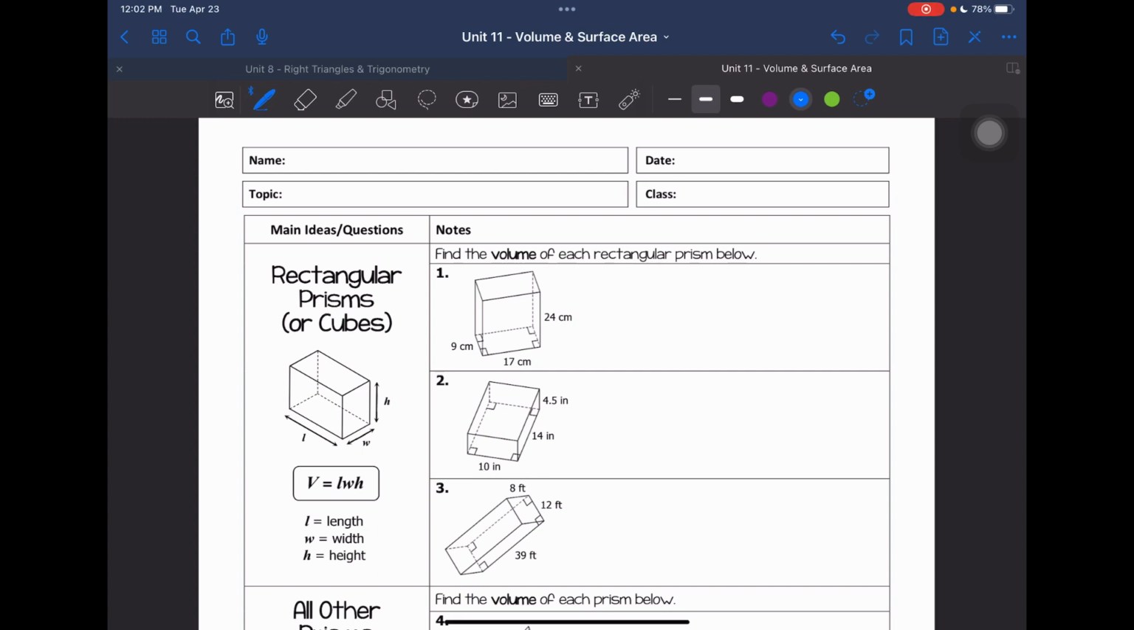If you have a rectangular prism, you'll be able to identify its length, width, and height. The formula for its volume is just multiplying those three measurements together. It really doesn't matter the order that you put the numbers in, since with multiplication the order doesn't matter, but we can say 9 times 17 times 24, which would be our length, width, and height. Then you just multiply those across using your calculator. That would be 3,672.